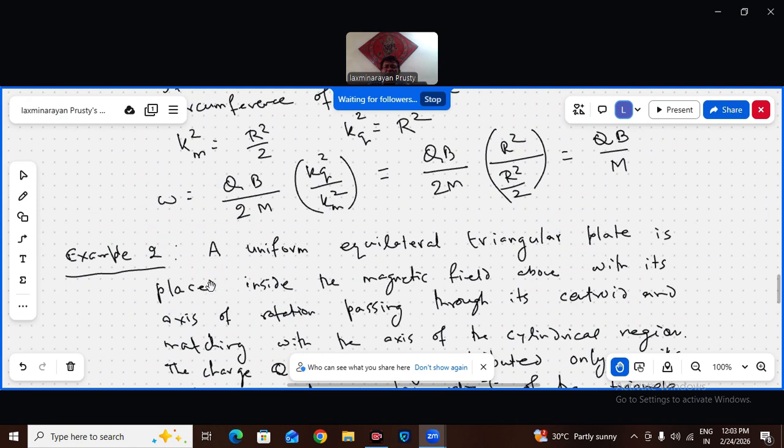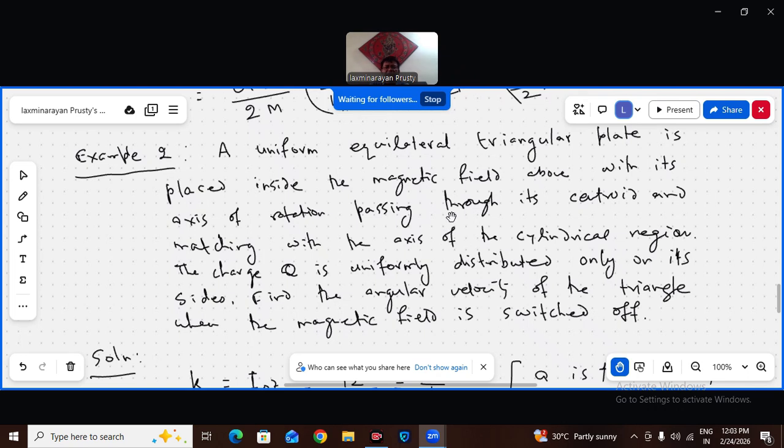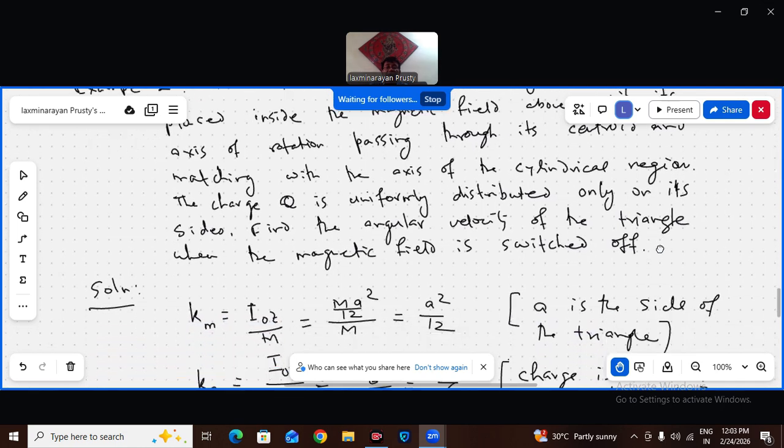is uniform. The equilateral triangular plate is placed with its axis of rotation passing through the centroid and matching with the axis of the cylindrical region. बस cylindrical region जो axis है उसके साथ उसका भी जो axis passing through centroid है, is matching. Now the charge q is uniformly distributed only on its sides. उसके side के ऊपर ही charge distribution है, जबकि mass is throughout the area. So find the angular velocity of the triangle when the magnetic field is switched off.